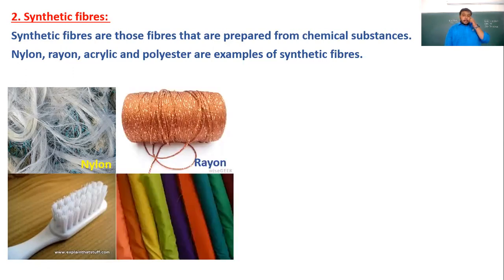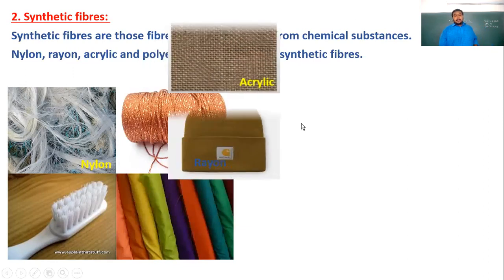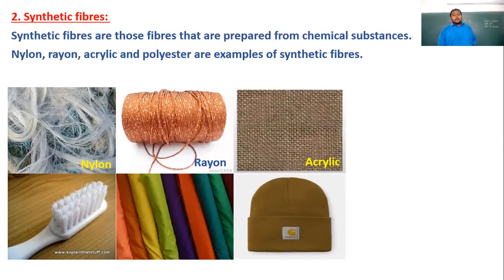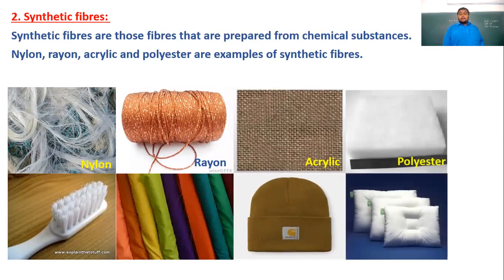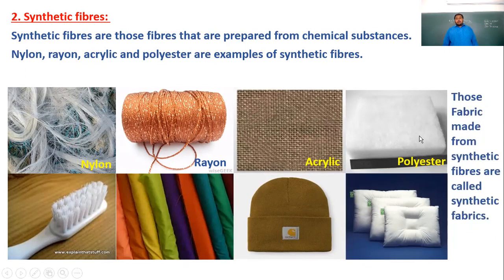Rayon is one kind of cloth. Obtaining synthetically means we obtain them from the laboratories. All these fibers we obtain from labs by using chemical substances. Those fabrics made from synthetic fibers are called synthetic fabrics.